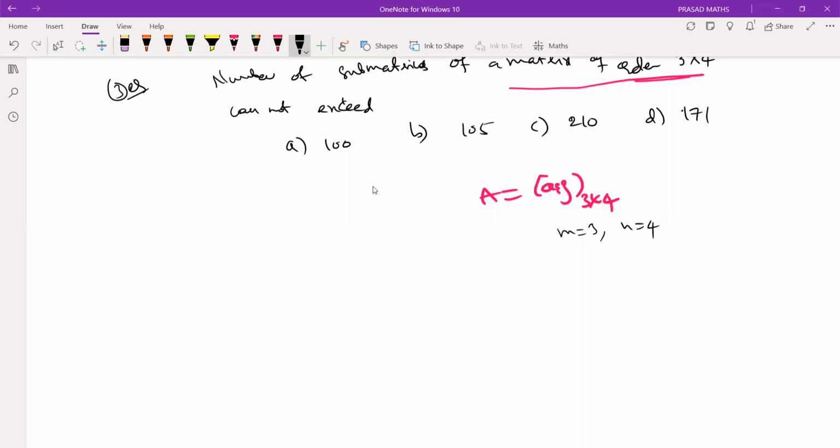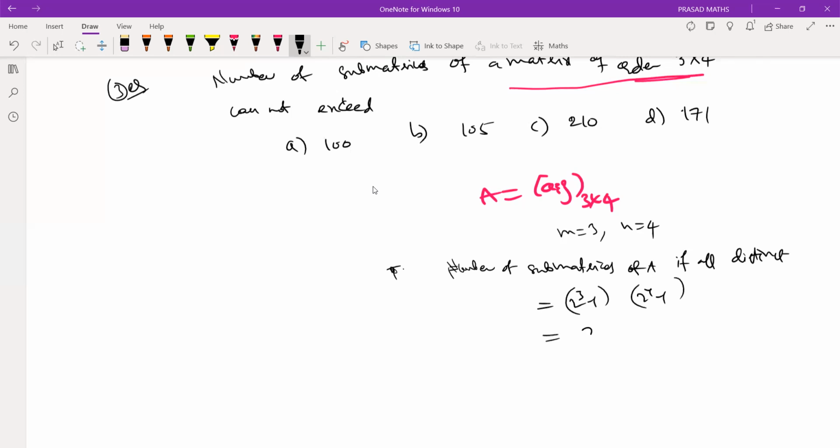When the entries are distinct, you get the largest number of submatrices. So the total number of submatrices, if all elements are distinct, is (2 power m minus 1) into (2 power n minus 1), which is (2 power 3 minus 1) into (2 power 4 minus 1). That means 7 into 15, which is 105.